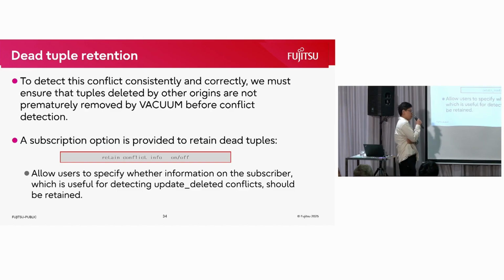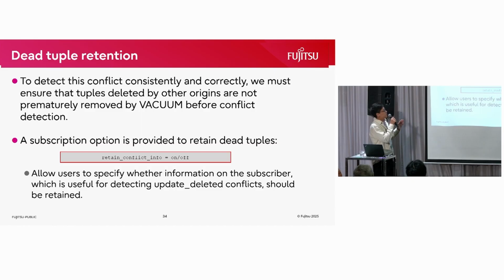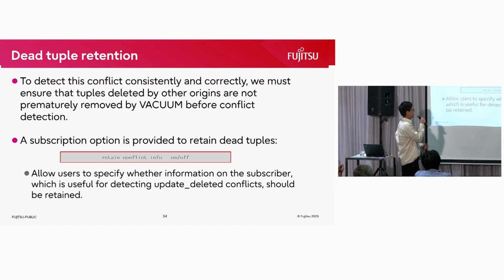We can perform an extra scan to locate the dead tuples, but the dead tuples could be removed by vacuum at any time. So to detect the new conflict consistently and correctly, we also need to introduce some mechanism to retain the dead tuples while they are still useful for conflict detection. To achieve that, we have a new subscription option, retain_conflict_info, on or off. It allows users to specify whether the dead tuples on the subscriber should be retained for detecting conflicts.